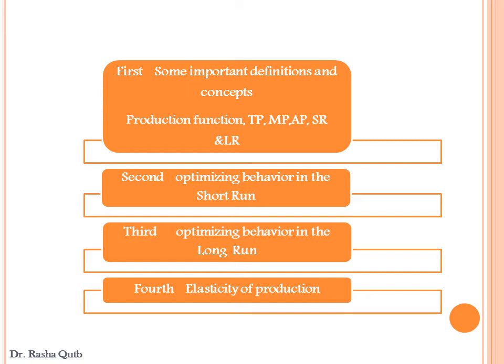Second, the optimization behavior of the producer in the short run. Third, the optimization behavior of the producer in the long run. Finally, we will learn how to measure the elasticity of production in the case of Cobb-Douglas production function.